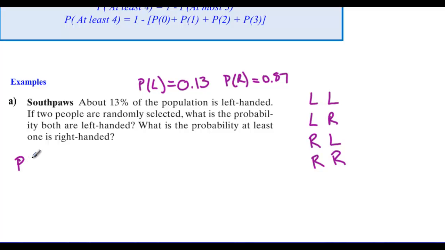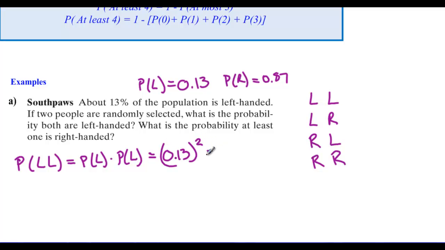So the probability of picking a left-handed person and a left-handed person is going to be the probability of a left-handed person times the probability of a left-handed person, or the probability of a left-handed person squared. So that's going to be 0.13 squared, which will be 0.0169. And then for the second part of the question, what's the probability at least one is right-handed?